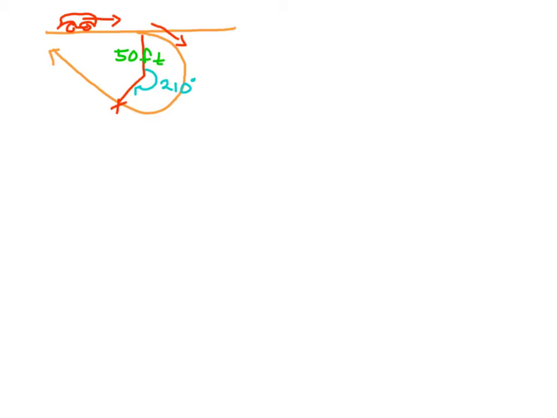Okay, to solve this, we need to pull back some math. We need the circumference of a circle equation. Remember, that was the circumference C is equal to 2 pi times r, where r is the radius and C is the circumference. But that, of course, assumes that we want to go all the way around a circle, which we don't really want to do here. We want to only go part way around. We want to go 210 degrees around the circle.